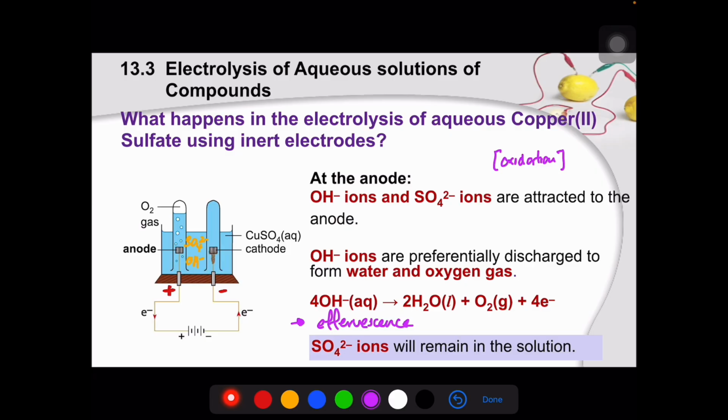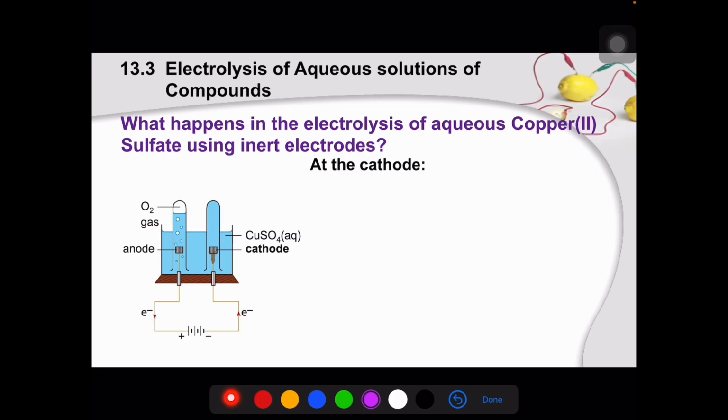At the cathode, because of the ions that are over there, in this case you have your Cu2+ and you have your H+. Cu2+ and H+ will be moving towards the cathode. Now we think about which one will be selectively discharged.